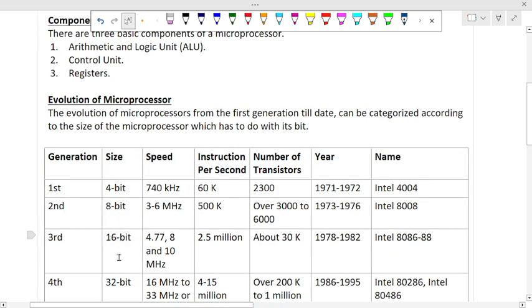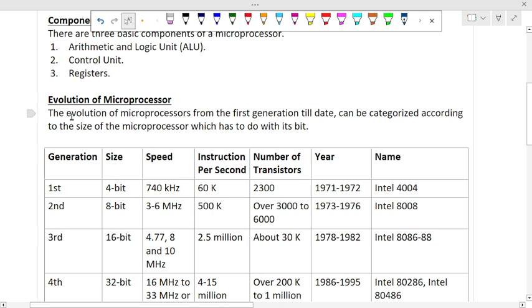What do we mean? Now, I will pause here. I will stop in this column and explain the basis of the evolution. What is the evolution of microprocessor based on? This is the most important column here.